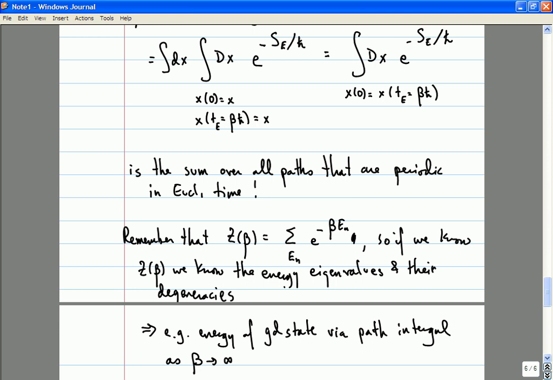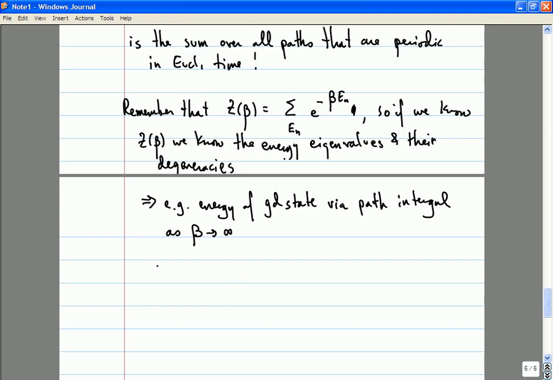Now, we're interested in general in doing more than understanding the spectrum of energy eigenstates. Of course, in finite temperature physics, we're interested in computing expectation values.